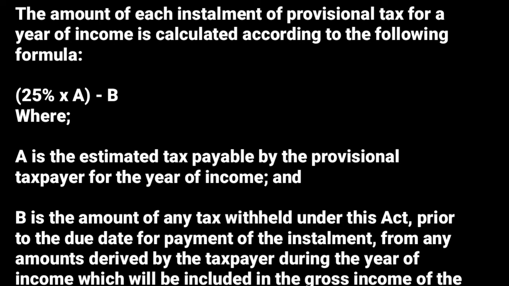In case of a person that is not an individual, they are supposed to pay provisional tax in 2 installments: on or before the last day of the 6th month, then on or before the last day of the 12th month. For an individual, in 4 installments: on the last day of the 3rd month, 6th, 9th, and then 12th.